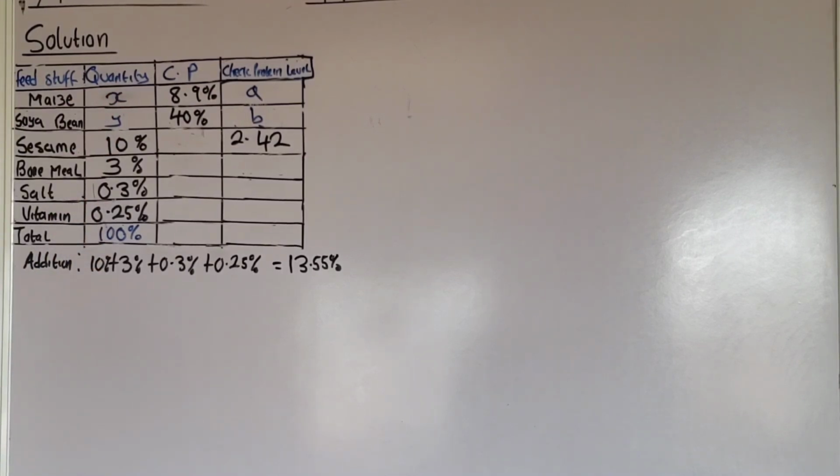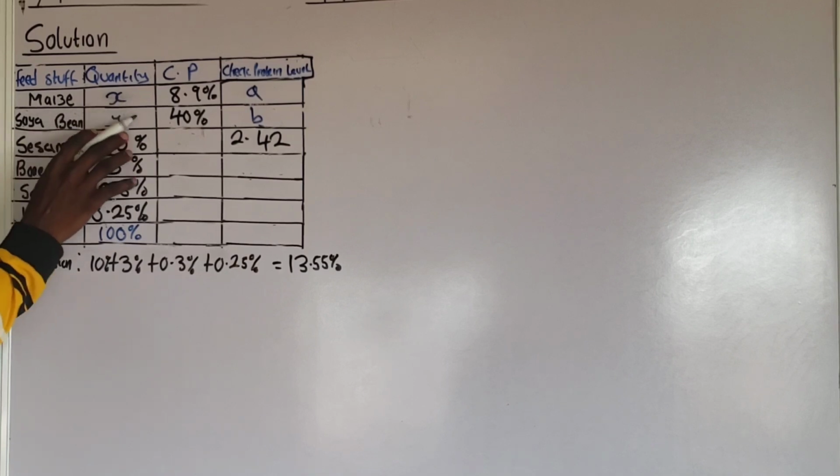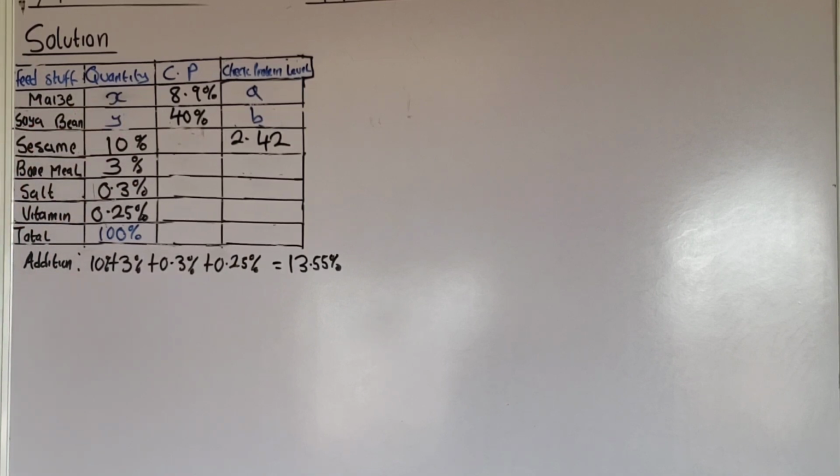Now the goal is that I want to determine the percentage that is allotted to X and Y, which is for maize and soya beans. Listen to the explanation again. You know that the sum of all the fixed ingredients must be 100. So to determine the percentage allotted for X and Y, I'm going to subtract this sum from 100.